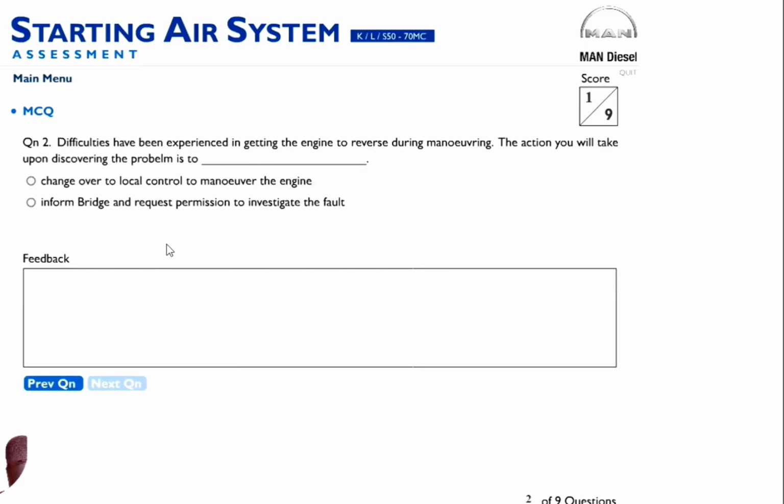Difficulties have been experienced in getting the engine to reverse during maneuvering. The action you will take upon discovering the problem is to change over to local control to maneuver the engine, or inform the bridge and request permission to investigate the fault. Okay, this is the correct answer. Any difficulties during maneuvering must be reported to the bridge so that they can take measures to secure the vessel. Yes, this is the reason why we inform the bridge and request permission.